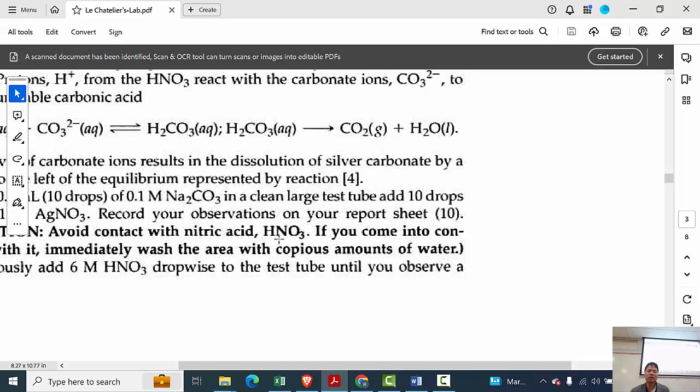Okay, so you want to watch out for nitric acid. It says avoid contact with nitric acid. It's a pretty strong oxidizer. You'll know if you get nitric acid on your skin, because do you know what color nitric acid stains your skin? It stains your skin yellow. So if you have black and yellow splotches, then you had silver ions and nitric acid.